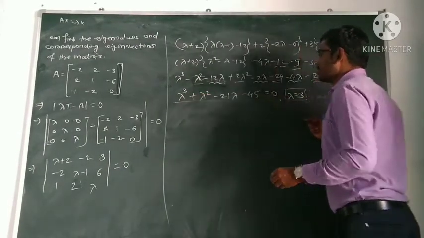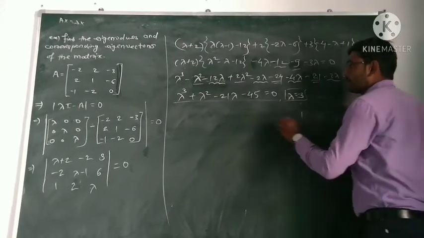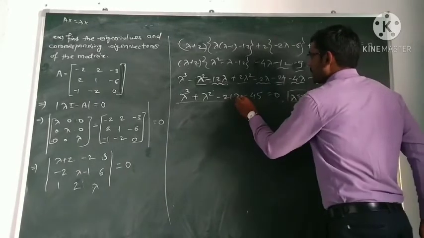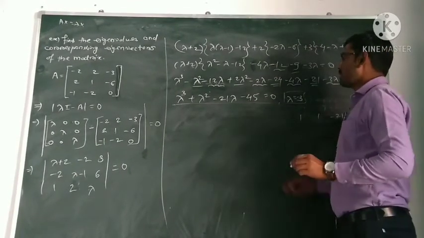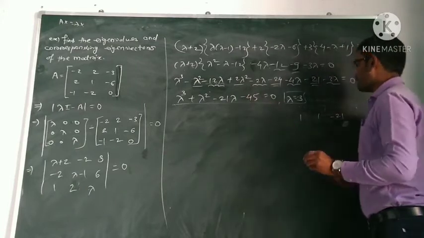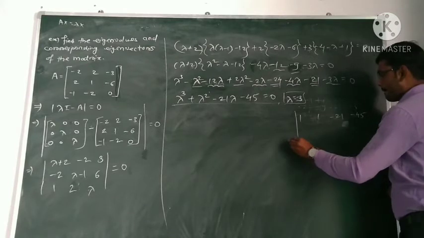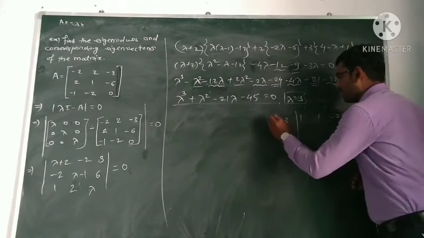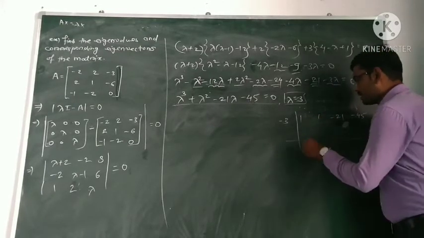Take the coefficients of this polynomial. The coefficient of lambda cube is 1. Coefficient of lambda square is 1. Coefficient of lambda is minus 21. And the constant term is minus 45 as it is. Then minus 3 is one root, so I have taken minus 3 here. So this one as it is.